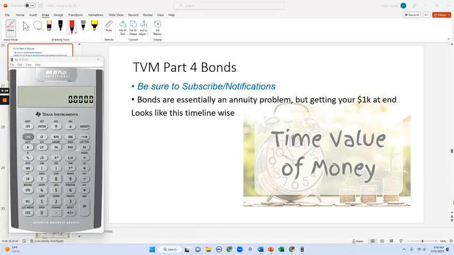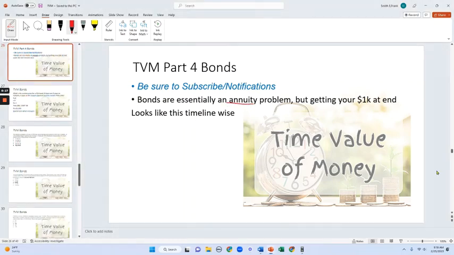Today, as we said in the last video, we're going to move forward into bonds. Bonds are just another special case of using exactly the time value of money, but you're also putting an annuity to it when it's all said and done. But you're getting your $1,000 back at the end. So what it looks like on a timeline is something like this.